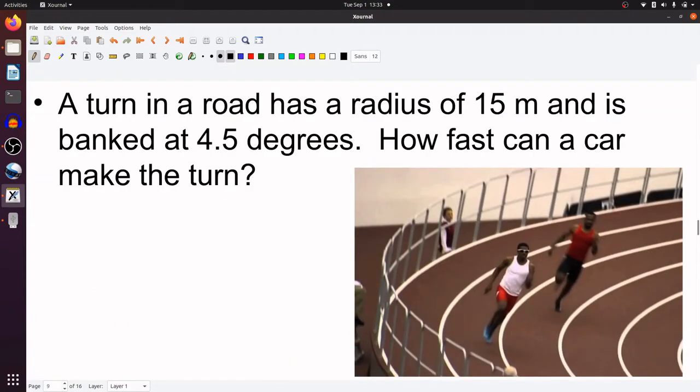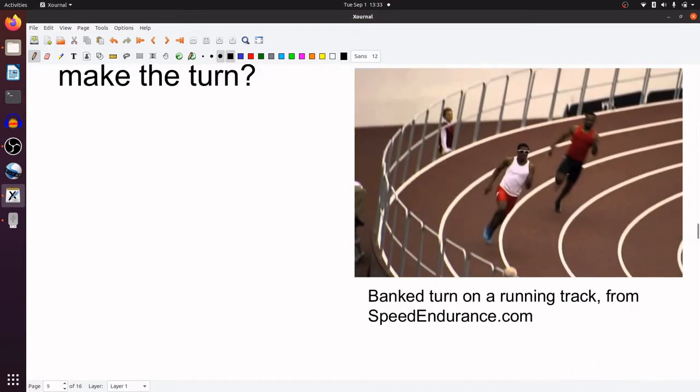All right, so what happens when we do have a bank in the road? And a bank is like this. This isn't a road, it's a track, but you can notice that they're all at a slant because it's a very sharp bank. And I think if you watch NASCAR, you might see a lot of banks in the road. I don't, so I don't really know. But I hear they're banked.